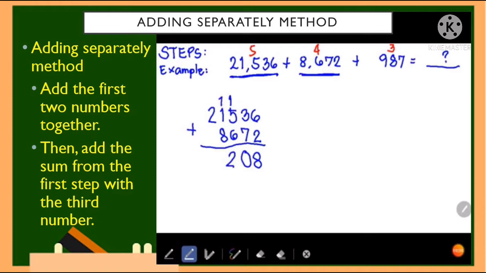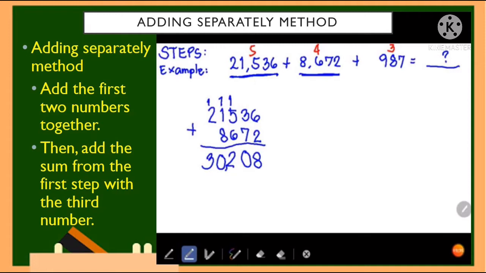Next, 1 plus 1 is 2. 2 plus 8 is 10. Very good. So I will put 0 here and then 1 here. Am I correct? Thank you. And then 1 plus 2 is 3. How about the comma? Where do you put the comma? In between 0 and 2. Is this not the final answer? No, because we still have one more step.